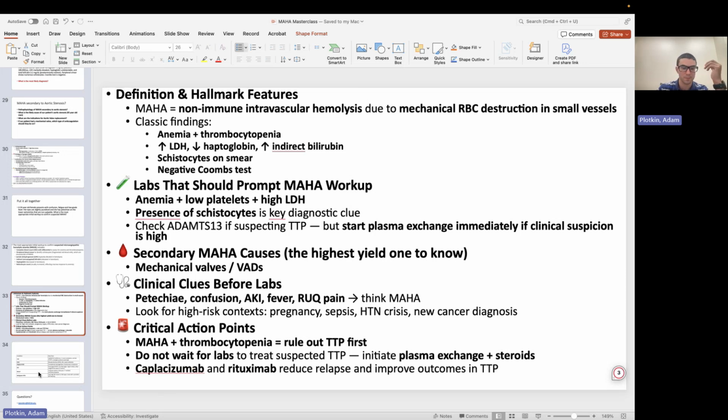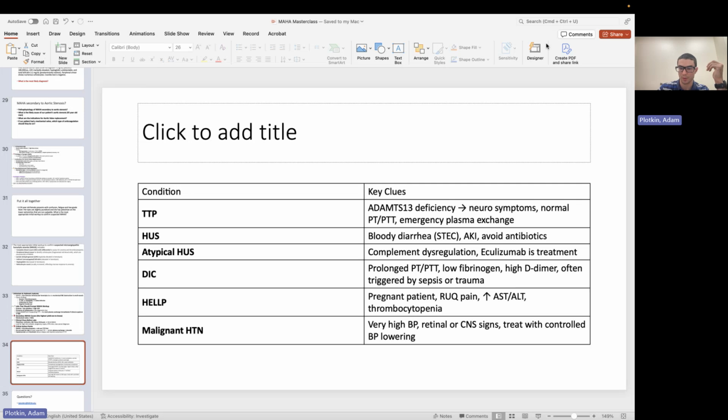Very scary disease. So again, just to put them all together. TTP is an ADAMTS13 deficiency. We can see neuro symptoms, normal PT, PTT. We do emergency plasma exchange. HUS: bloody diarrhea, AKI. We're going to avoid antibiotics. Atypical is due to complement dysregulation. We can use this nice new C5 inhibitor, eculizumab, for treatment.